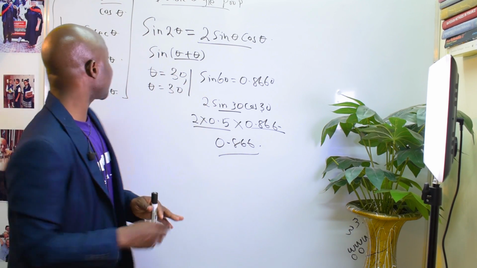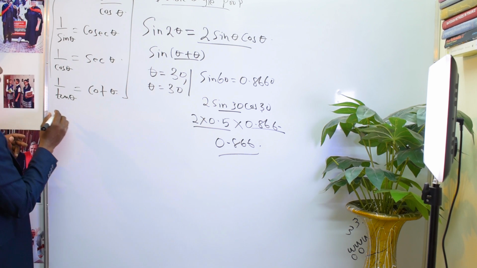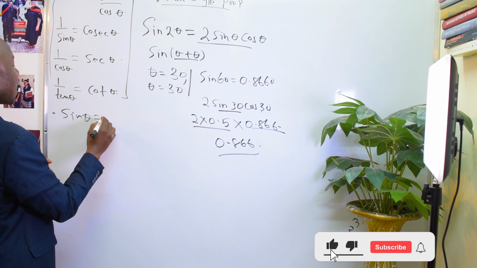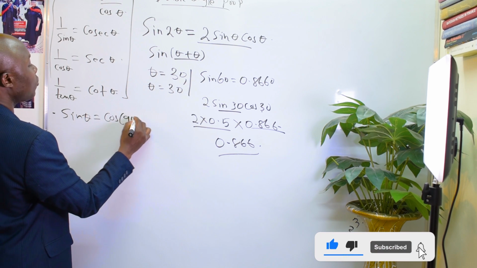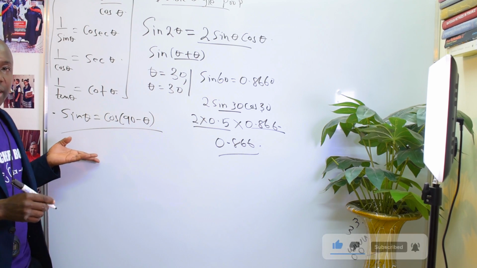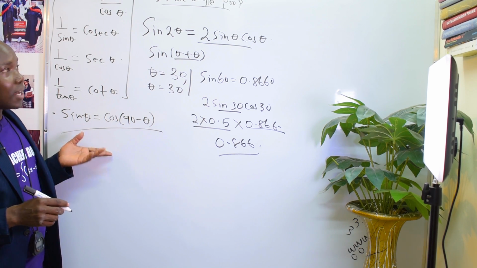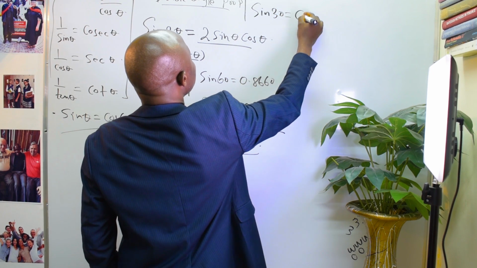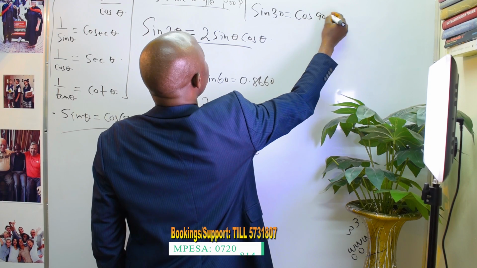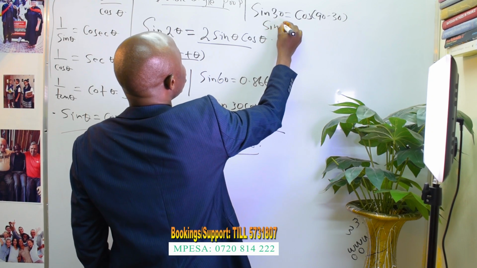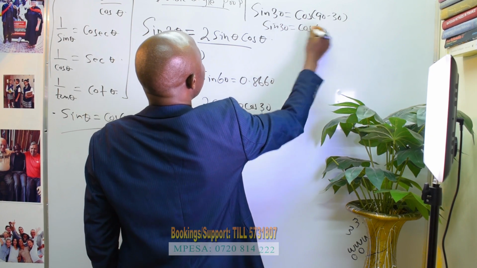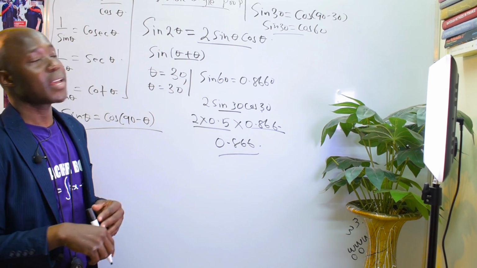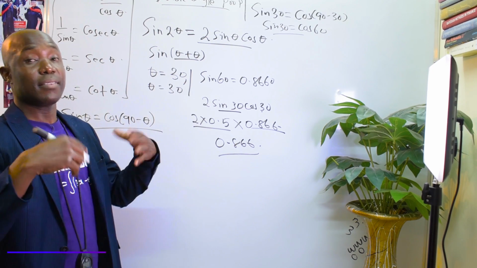Now there is another important rule I want to show you. Remember that sine theta can be the same as cosine of 90 minus theta. This is called the complementary property. If somebody comes and asks you to find the sine of 30, it is the same as the cosine of 90 minus that 30. So the sine of 30 becomes the same as the cosine of 60, because cos of 60 becomes 0.5, and the sine of 30 becomes 0.5.